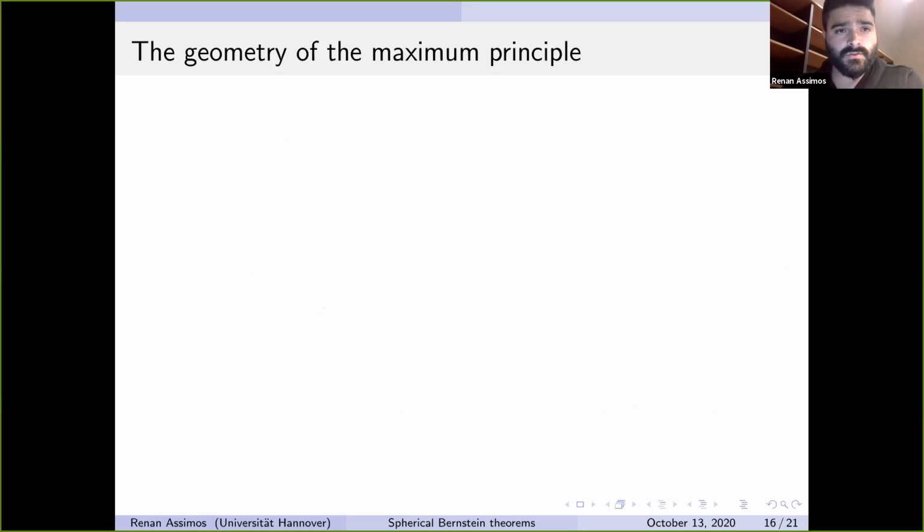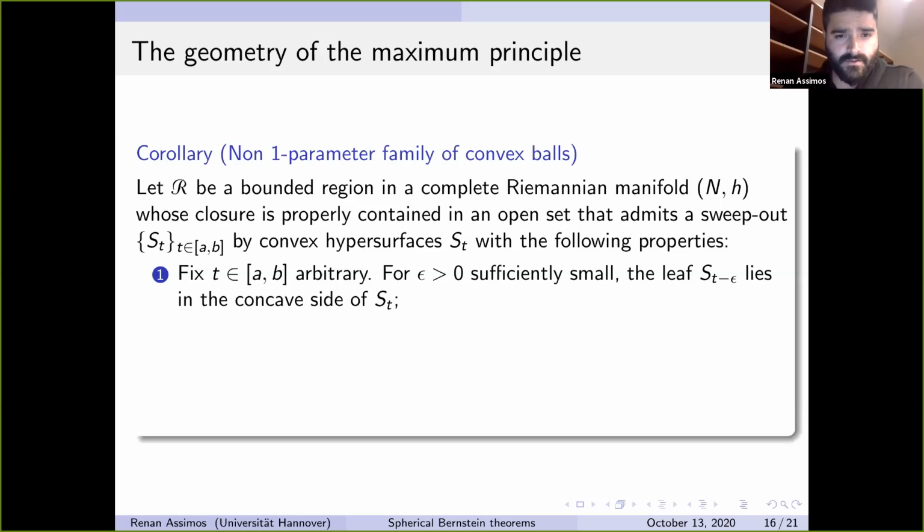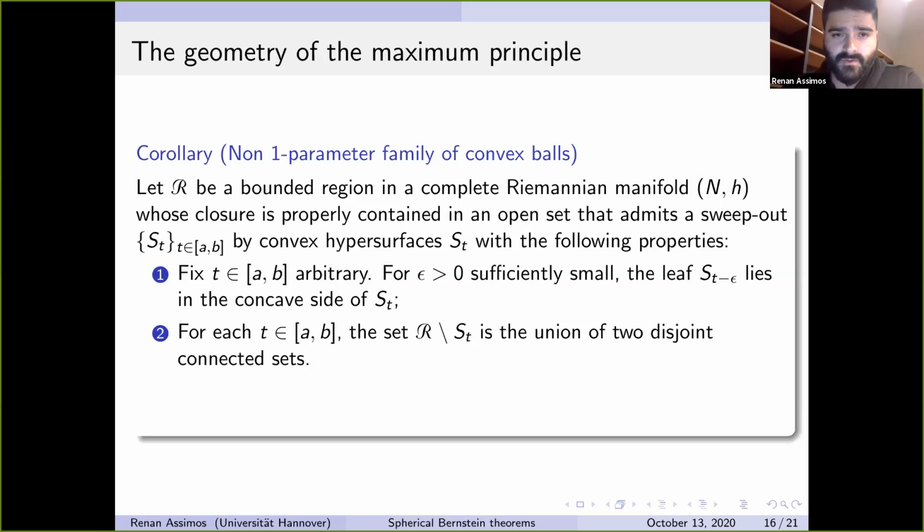Now, since time might be running out, I will just pass very fast through this corollary. This corollary says that R doesn't really need to be given by the union of balls. That's the spirit of the corollary: it is enough for R to admit a sweep out by convex hypersurfaces.